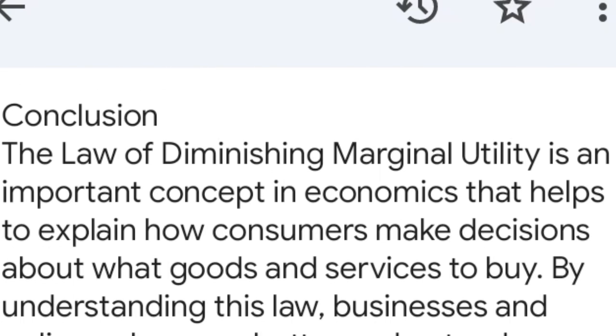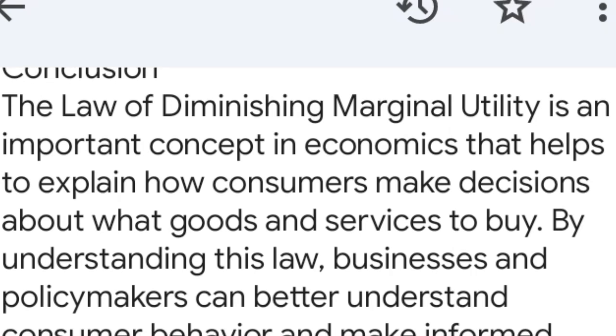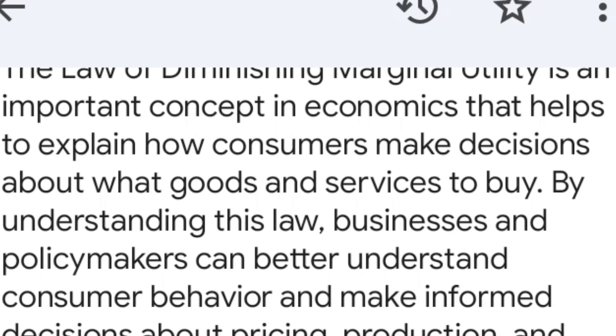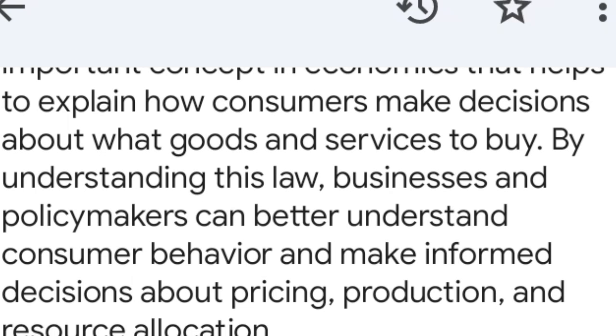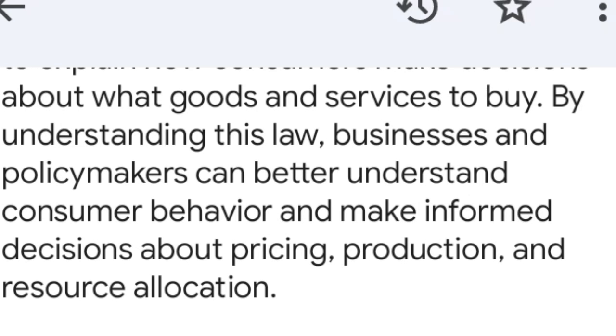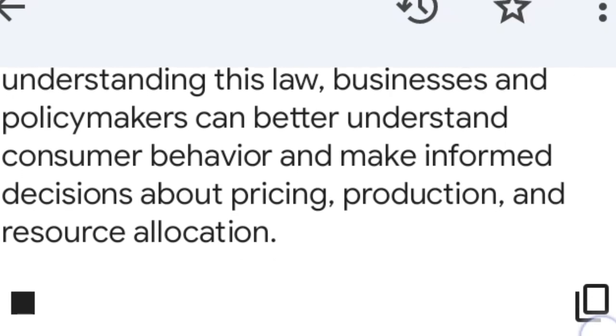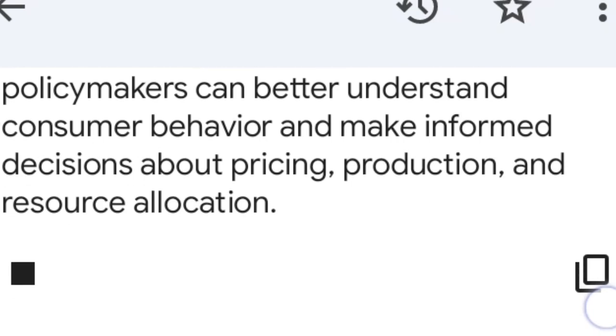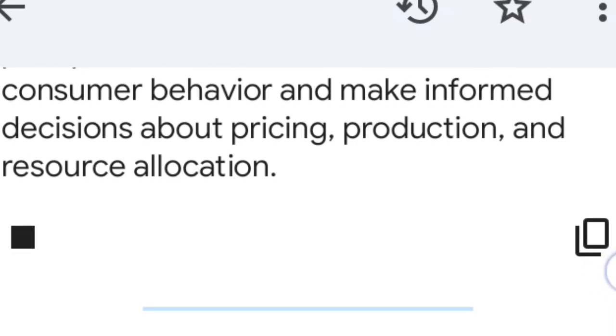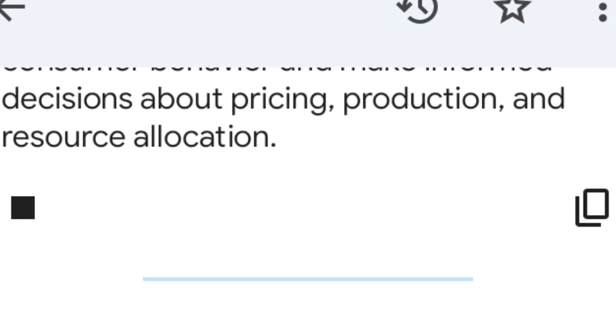Conclusion. The law of diminishing marginal utility is an important concept in economics that helps to explain how consumers make decisions about what goods and services to buy. By understanding this law, businesses and policymakers can better understand consumer behavior and make informed decisions about pricing, production, and resource allocation.